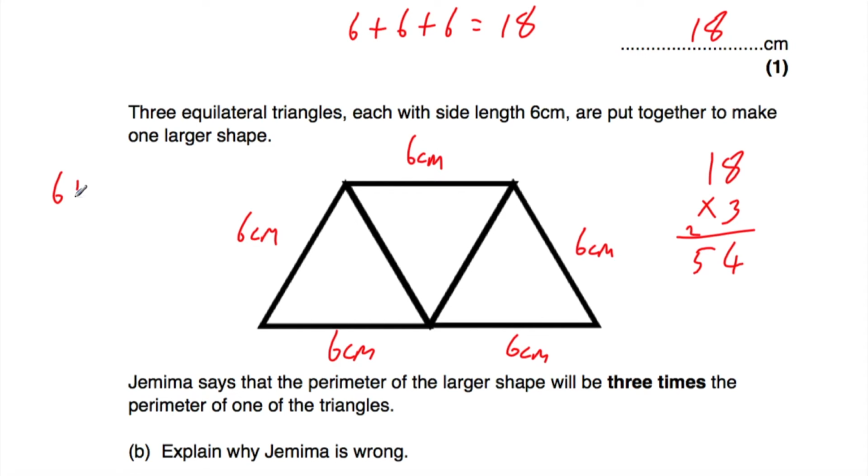So it's going to be 6 plus 6 plus 6 plus 6 plus 6. 1, 2, 3, 4, 5. And 6 plus 6 plus 6 plus 6 plus 6 is equal to 30 centimeters. So the perimeter of this larger shape is only 30 centimeters. And that's definitely not 3 times larger than the perimeter of one of the smaller triangles. And that's it. So explain why Jemima is incorrect.